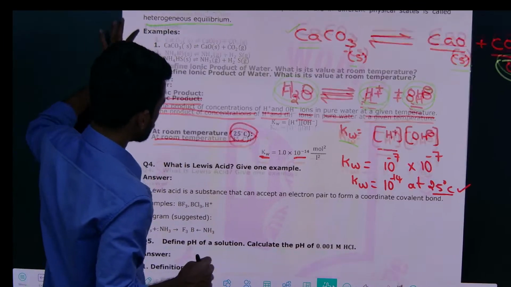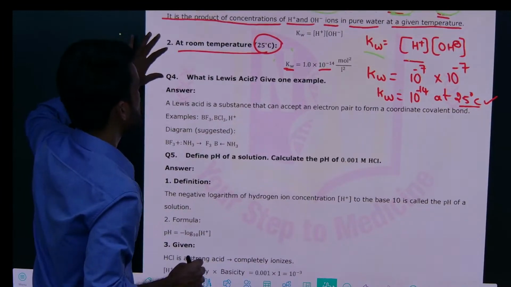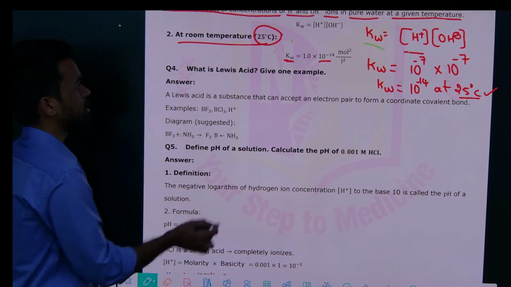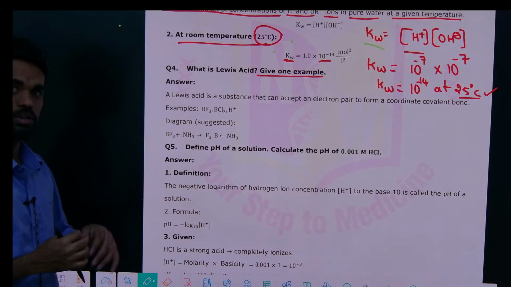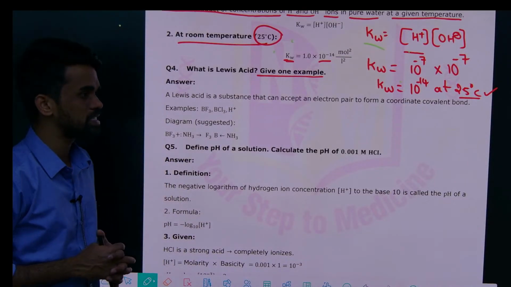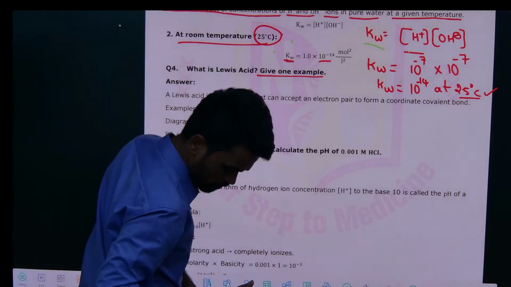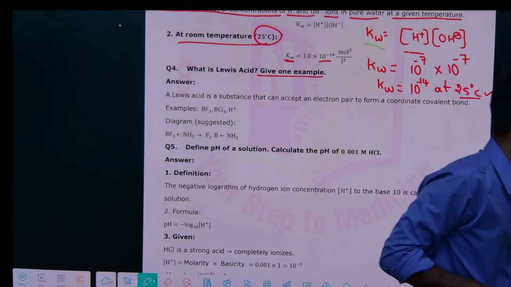Right. The next question here is, what is Lewis acid? Give one example. What is Lewis acid and what is Lewis base? They will ask to give some examples. It's very easy. I will tell you, just follow me, just follow what I am explaining here.